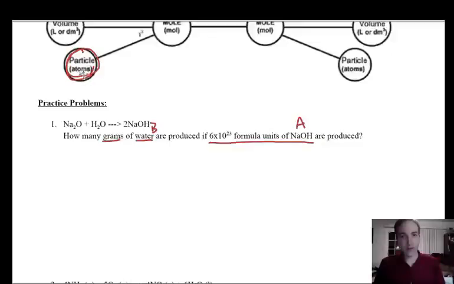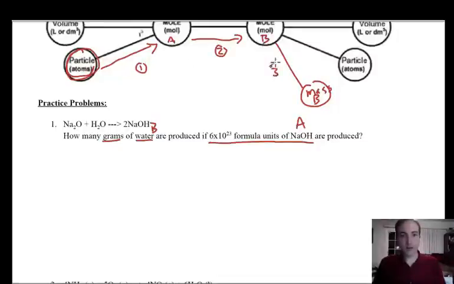Okay, if we look at our diagram up here, well, we need to get from particles to moles. That'd be moles of substance A, right? Then we need to get to moles of substance B, right? And then we can't see it because it's off the screen right now, but we need to get to the mass of B, right? So essentially these are our three steps. Step 1, step 2, step 3. That's why we call it a three-step stoichiometry problem.